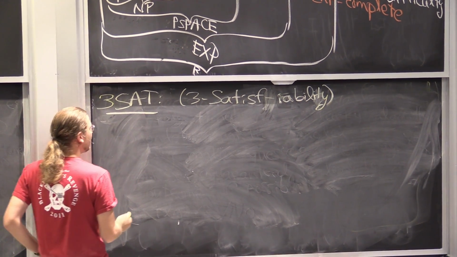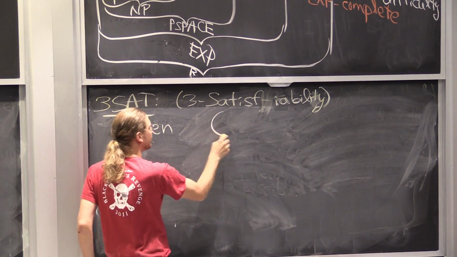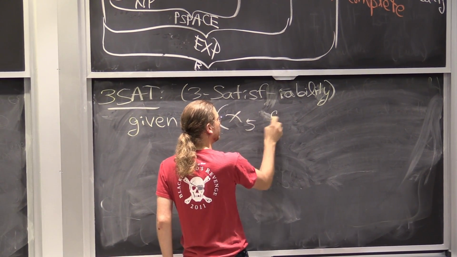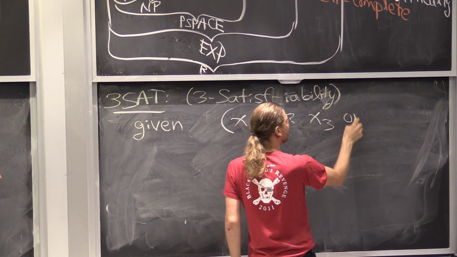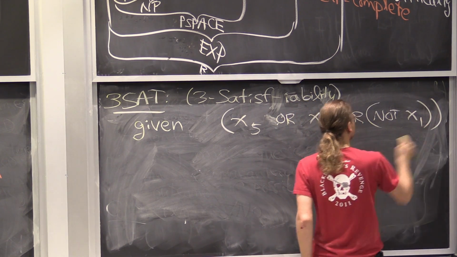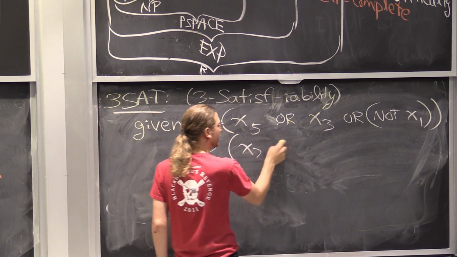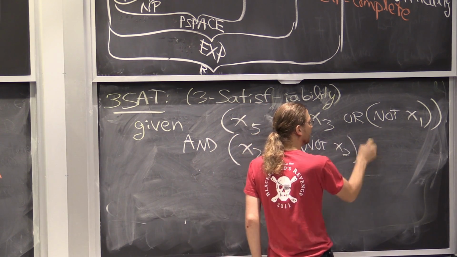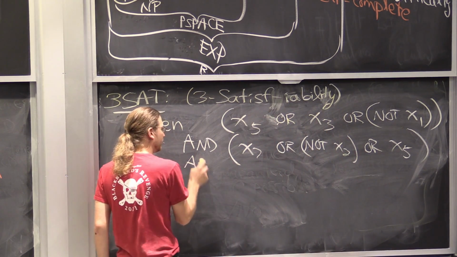So what's the problem? You're given a 3CNF formula. This means something like x5, or x3, or not x1, and another thing like that, x7, or not x2, or x5, whatever, and so on.